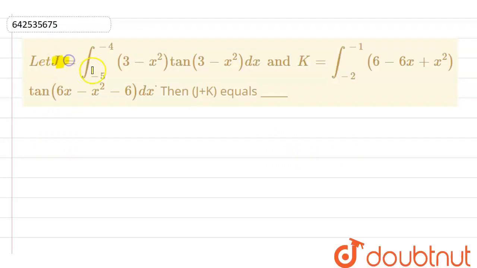Hello everyone, here we have J equals the integral from -5 to -4 of (3 - x²) tan(3 - x²) dx, and the value of K is the integral from -2 to -1 of (6 - 6x + x² ) tan(6x - x² - 6) dx. Then we need to find the value of J plus K.